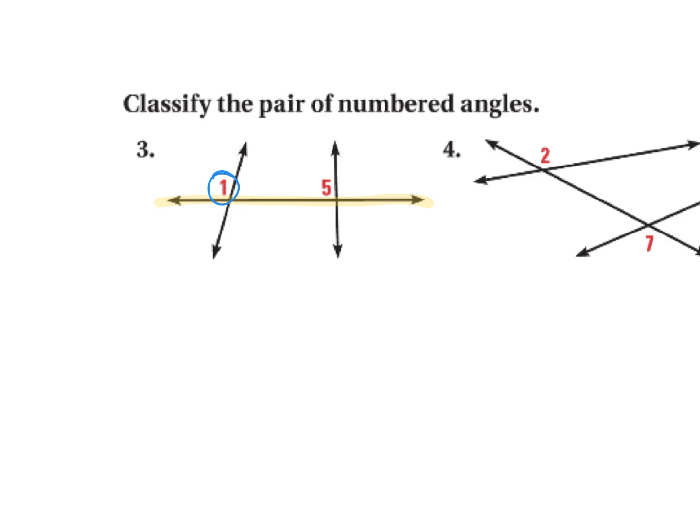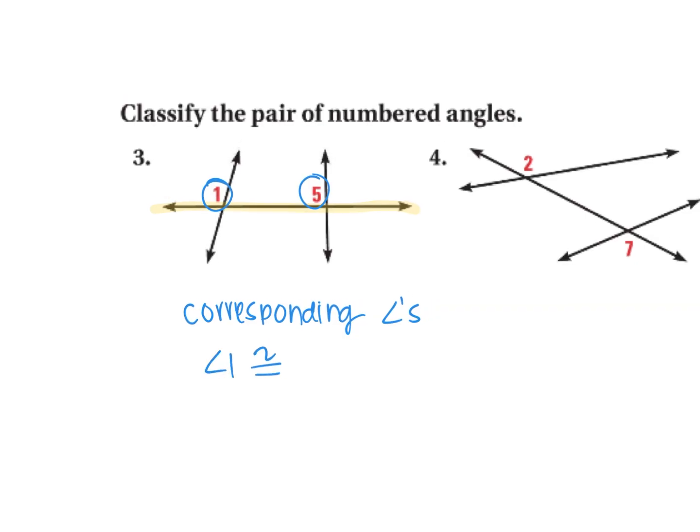Now, looking at these ones, they aren't both interior, because if they were both interior, one would have to be here, which it isn't. And they both aren't exterior because 5 would have to be here. So because they both aren't interior or exterior, these ones actually are the corresponding angles. So these ones would be corresponding angles. And just to test our knowledge a little bit, corresponding angles are always congruent to each other. So we would say angle 1 is congruent to angle 5.